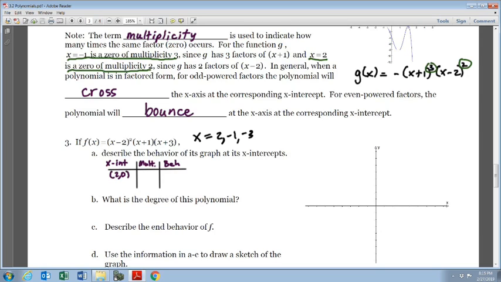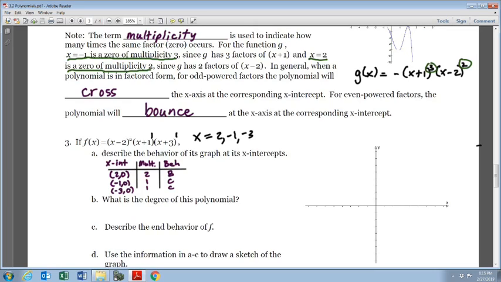So at 2, 0, which corresponds to the 0, 2, or the factor x minus 2, our multiplicity is going to be 2 because of the exponent here. And the behavior, we know if it's even, it's going to bounce at that x-intercept. For negative 1, 0, the multiplicity here is 1. This exponent is 1 here. Same thing here. And so the graph will cross at that x-intercept. At negative 3, 0, the multiplicity is also 1, and we're going to cross at that x-intercept.